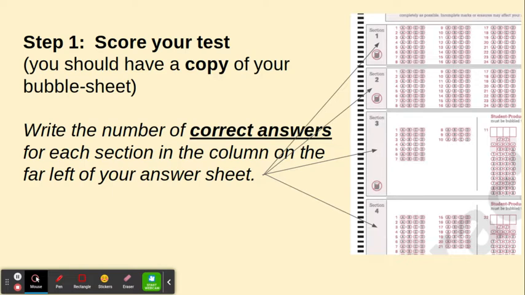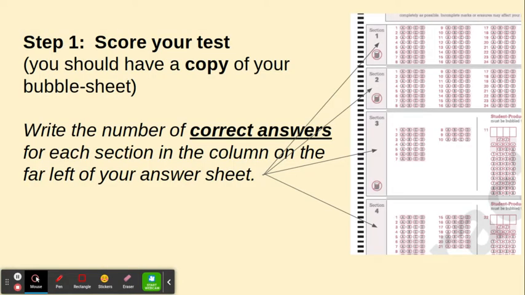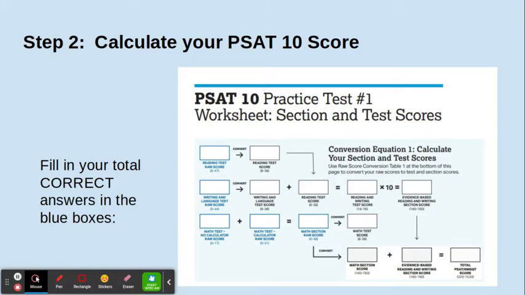Next, we'll calculate your actual PSAT score. To do this, we will enter the number of correct answers that you found from the left-hand column on your answer sheet into the boxes at the top of page 8. Test 1 was the reading test. Test 2 was writing and language. Test 3 was the math non-calculator. And test 4 was the math calculator. You'll add the two math tests together to get your math section raw score. Pause the video and enter your scores.